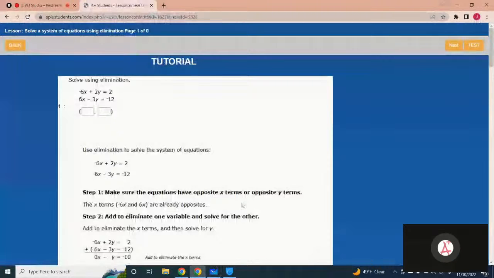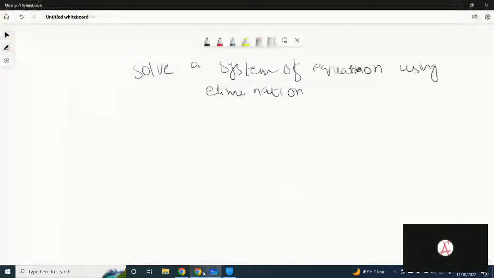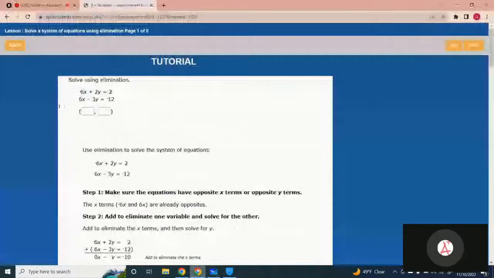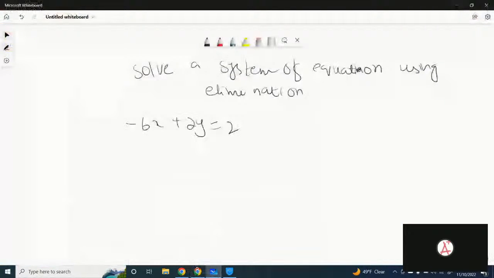The equations given are negative 6x plus 2y equals 2. And the second one is 6x minus 3y equals negative 12. So you have to eliminate one of the variables, either by adding or subtracting them.